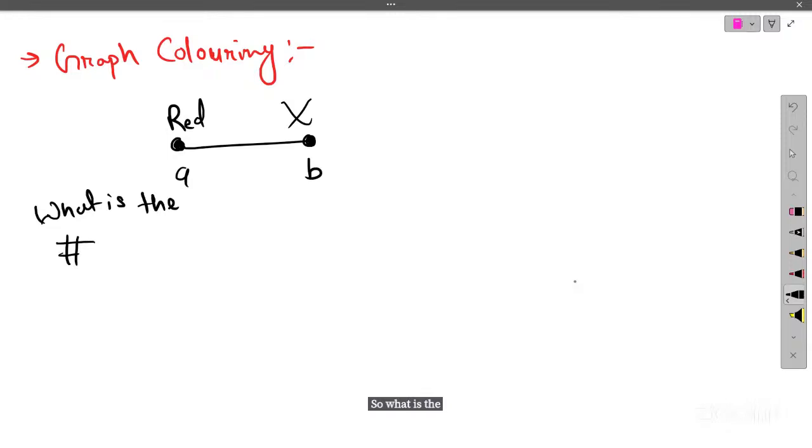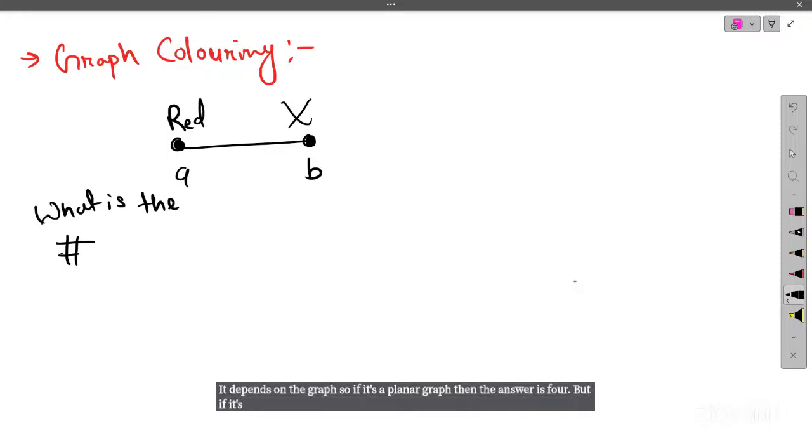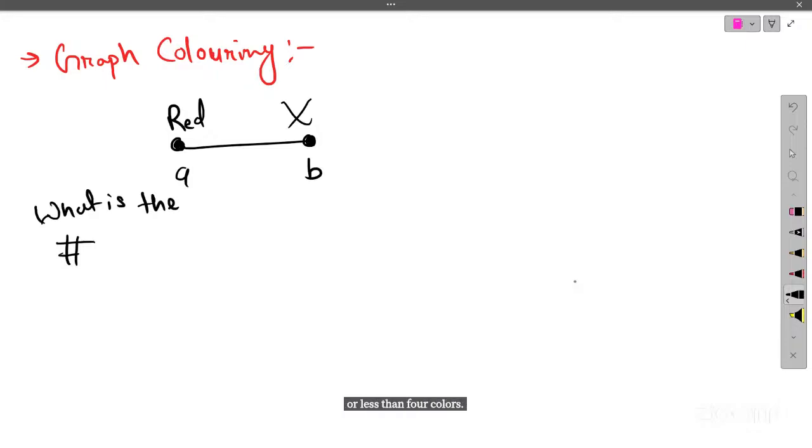It depends on the graph. If it's a planar graph, then the answer is 4. But if it's not a planar graph, then we need more than 4 colors. Ma'am, please repeat this, my network is slow.